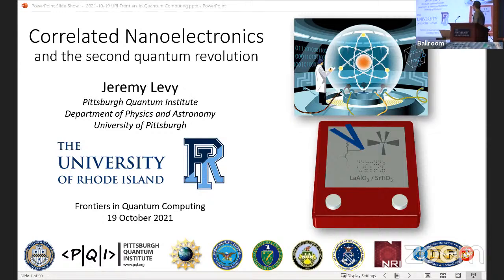I want to talk a little bit about my own research interests, especially as it intersects with the theme of this session, which is quantum simulation, but maybe taking a step back and thinking about how different components of quantum materials and quantum information fit together.